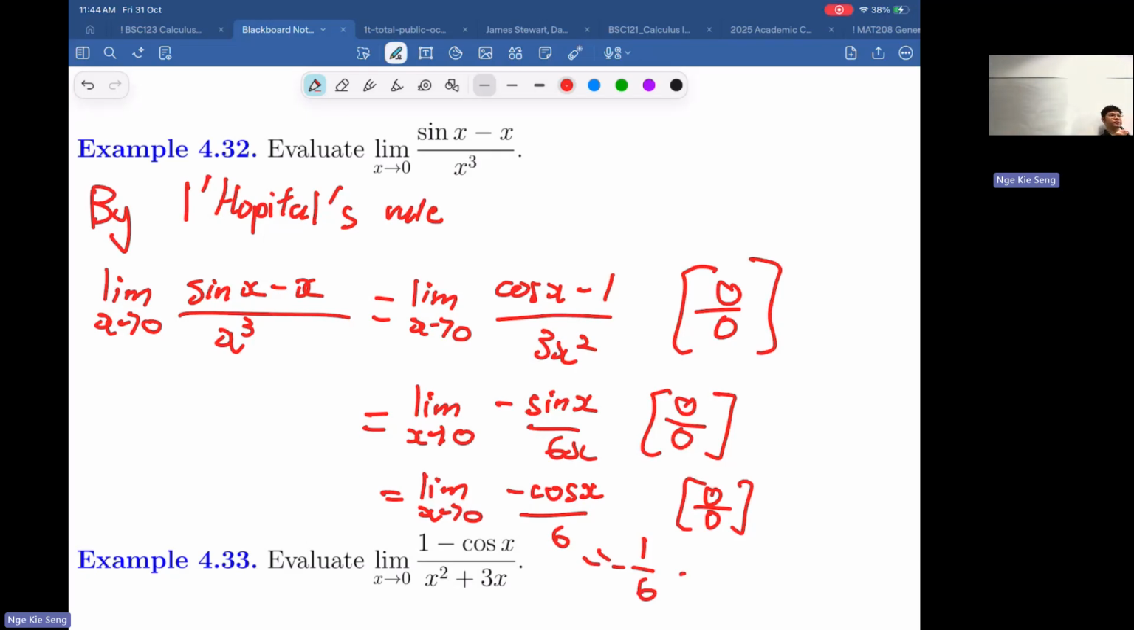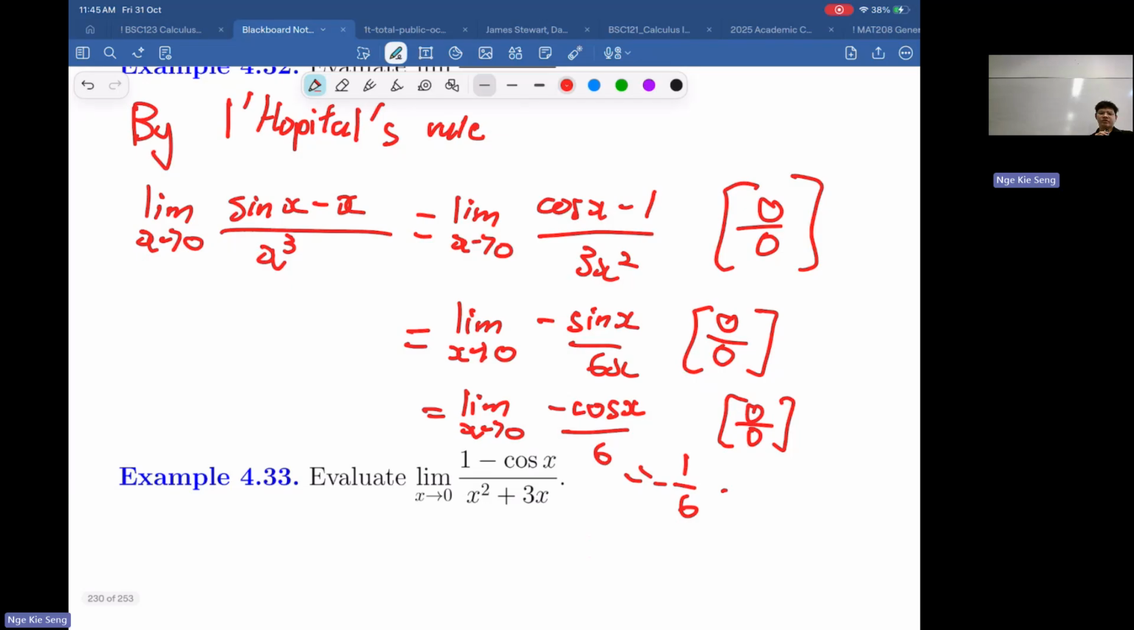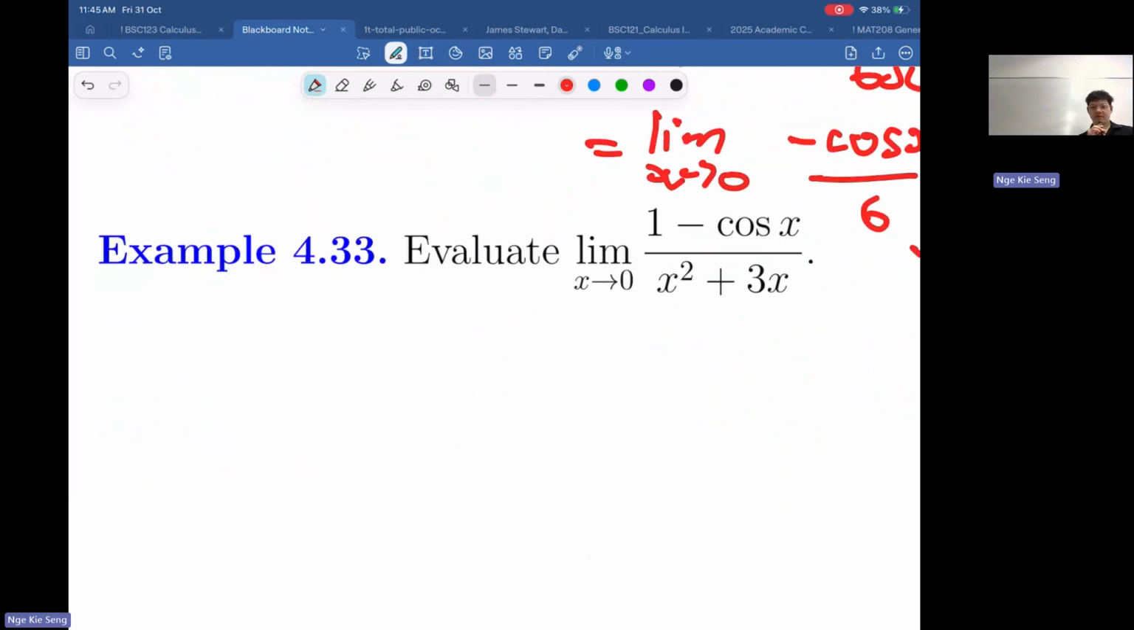Okay, good. So make sure every time you want to use L'Hopital rule, you write down the intermediate forms, so that we know you are using it in the right way. You cannot just try to differentiate and then compute the limit. Okay, that's wrong.